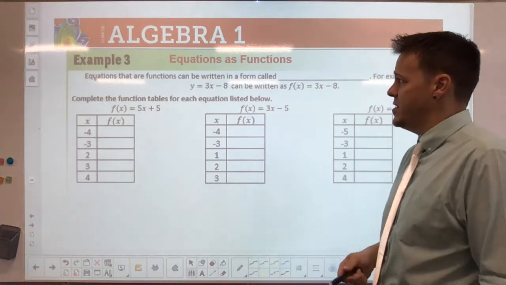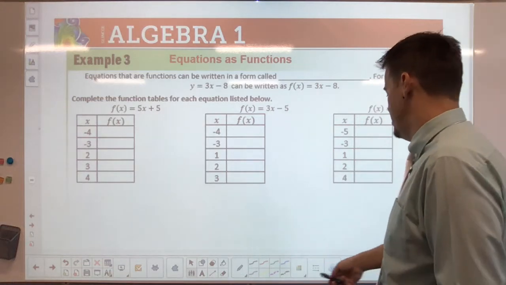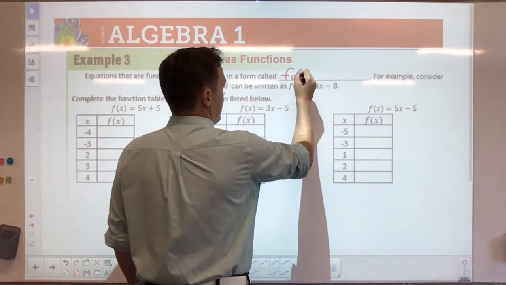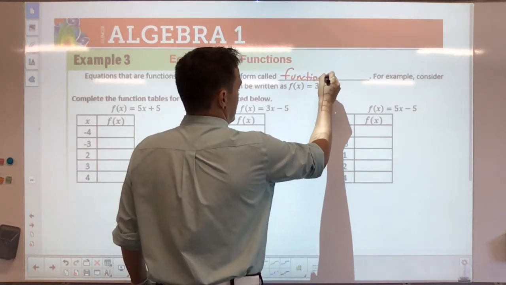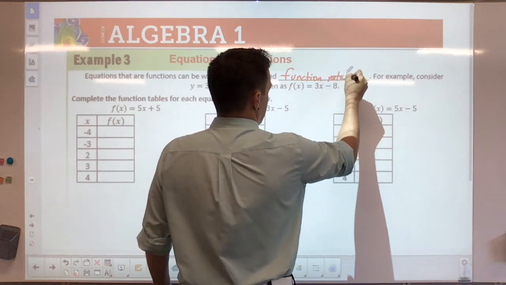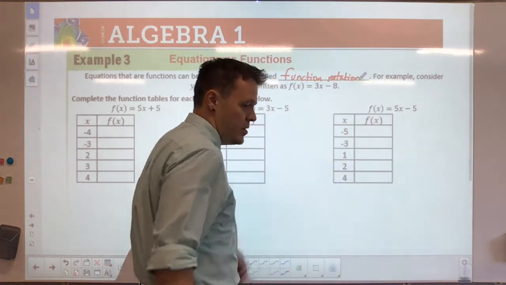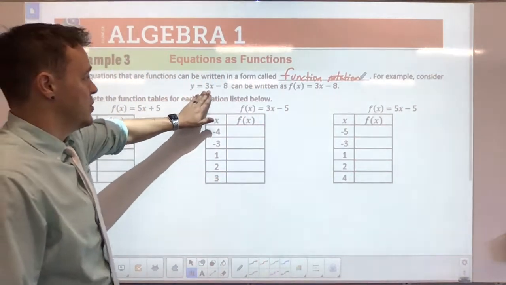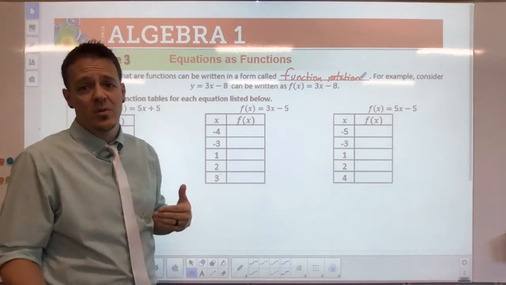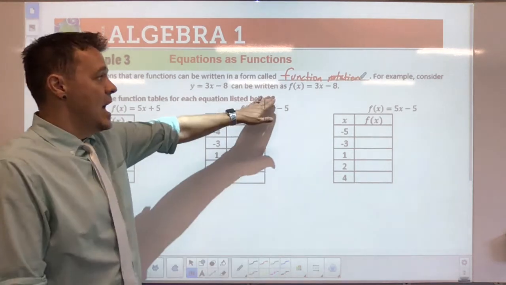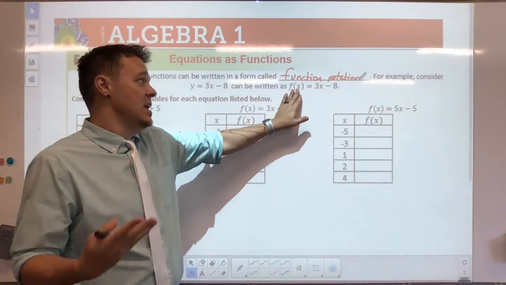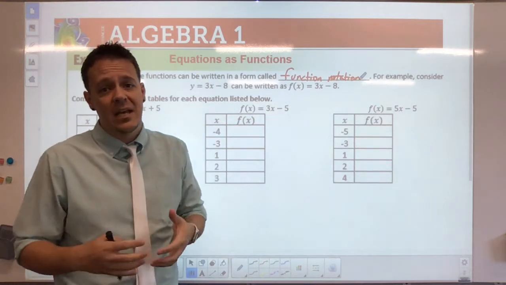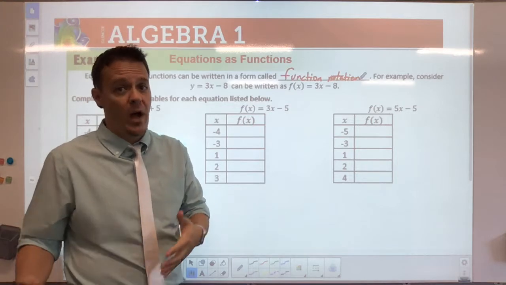So equations that are functions can be written in the form called function notation. We will see this the rest of the year, okay? For example, consider the equation y equals 3x minus 8, which you guys are familiar with seeing, can be written as f of x, that's how it's stated, equals 3x minus 8. Same thing, but you guys need to understand that f of x equals y, and y equals f of x.